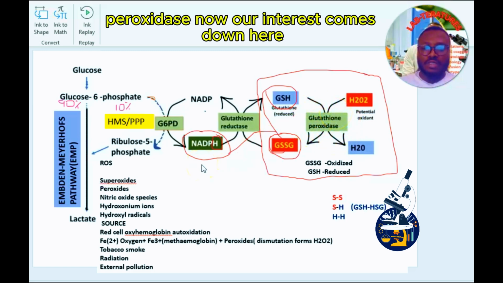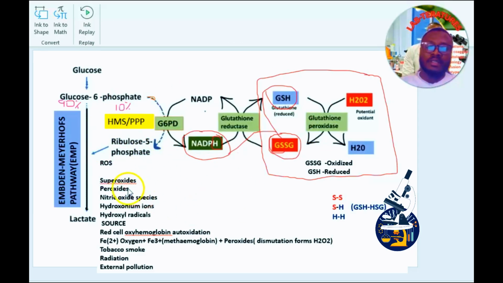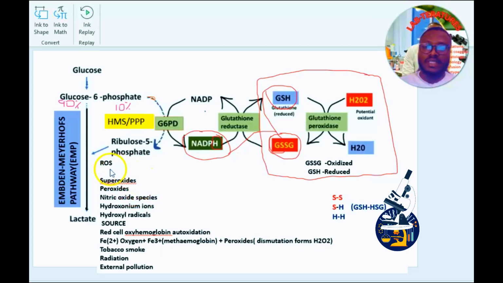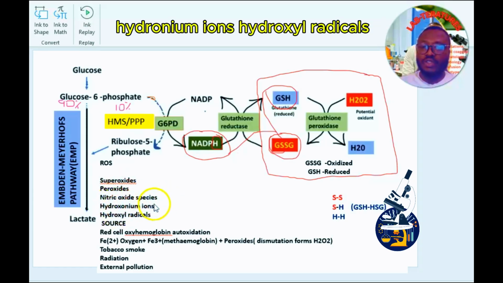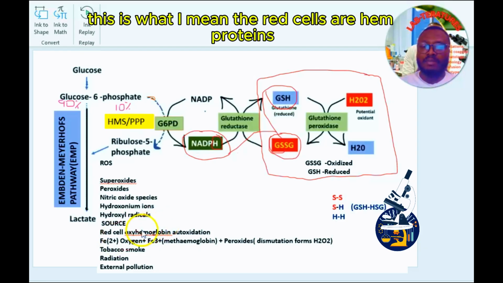Now our interest comes down here. Now you know how all this process works. Where are the sources of reactive oxygen species? These include superoxides, hydrogen peroxides, nitric oxide species, hydronium ions, hydroxyl radicals. Some sources include the red cell oxyhemoglobin autooxidation. This is what I mean.